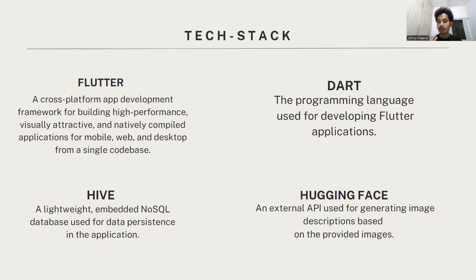Coming to Dart, it is the programming language we use for developing Flutter applications. Whereas Flutter is basically the framework, Dart operates on a deeper level. And then Hive, a lightweight embedded NoSQL database used for data persistence in the application. This is the main thing we used for storing the chat history that comes from the model, and in helping the user not go through all the hassle of having to navigate through situations he's already been to.